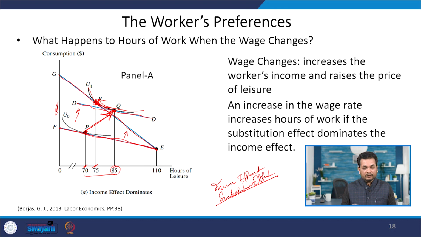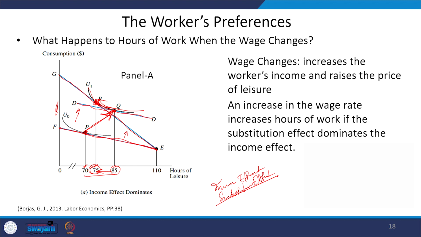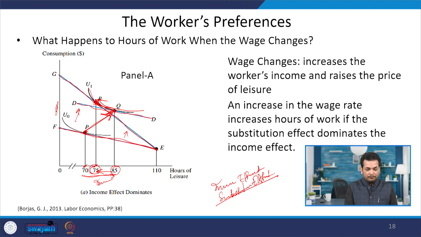Now he finds that leisure is very expensive to substitute. Now he moves towards this side and finds that he should consume 75 hours of leisure. So moving from 70 to 85 is the income effect, and moving from 85 to 75 is the substitution effect. So the net result, we find that there is an increase in the leisure hours. In this case, the income effect dominates the substitution effect.